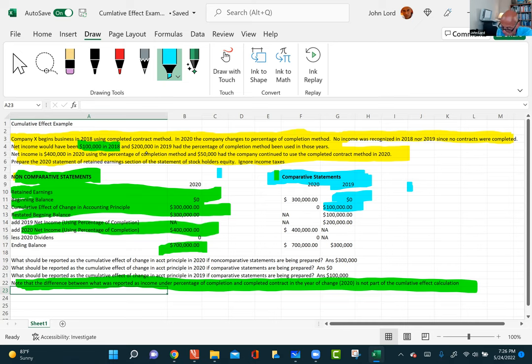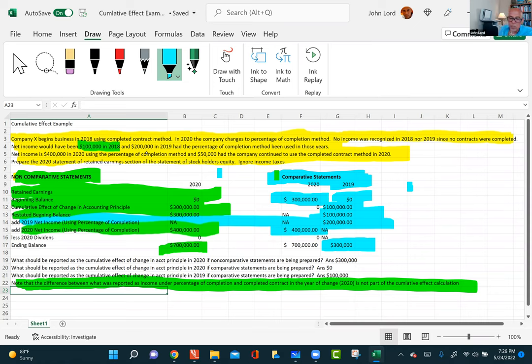Then the cumulative effect is 100,000. We have the restated is 100,000. And had we used the percentage of completion in 2019, our net income would have been 200,000. So there it is. That's our net income for that year. The ending balance, therefore, in the retained earnings is 300,000. We have that then as the beginning balance in 2020, and we simply take the net income using the percentage of completion method for 2020. Notice that the retained earnings ends up in the same place either way, okay?